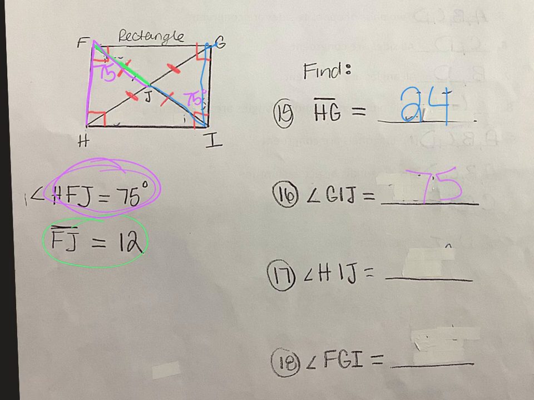So HIJ would be 90 minus 75, which is 15. Oh, I thought you guys said 58. We're going to have to go back to some basic math here. Yeah, 15. So that's this one. And FGI is what? FGI is 90.